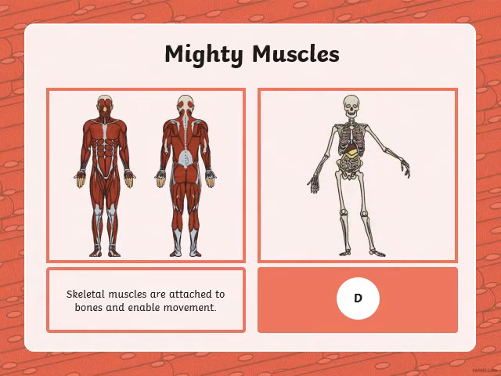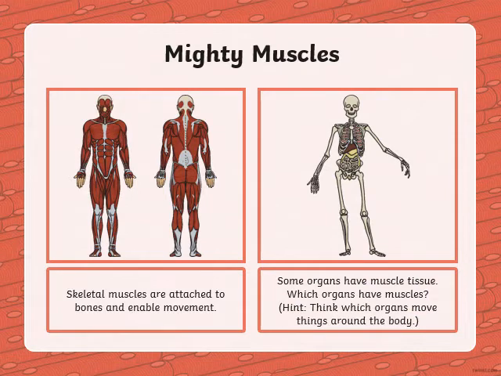There are some muscles which are attached to organs, which are part of our organs. And I wonder if you can have a think about any organs that might have that muscular tissue attached to it. Have you thought of any? So the hint there is to think of organs that move things around the body. So what moves around our body that's going to rely on a muscle?